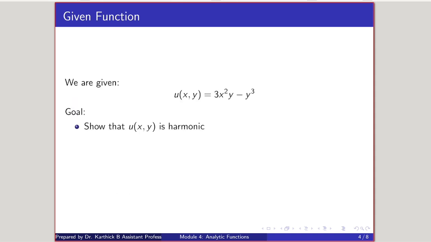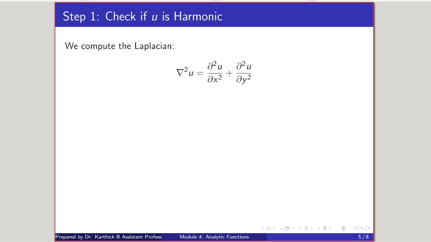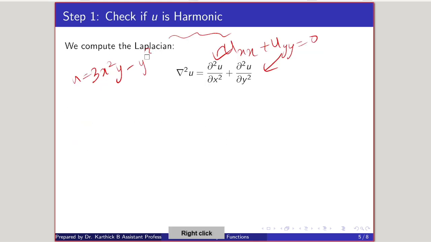They have given the function u, and u is harmonic. Find its harmonic conjugate and determine its analytic function. First, to check whether it is harmonic, you need to check that uxx plus uyy equals 0. Uxx means dou square u by dou x square, and uyy means dou square u by dou y square. What is our function u? u is 3x square y minus y cube.